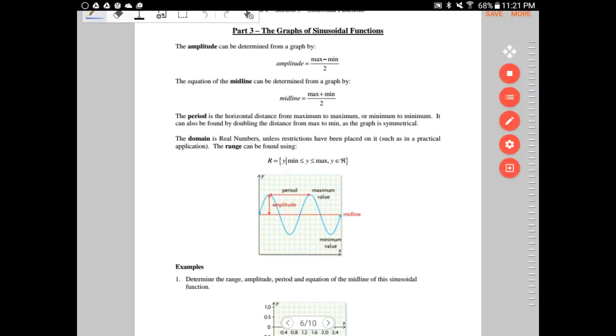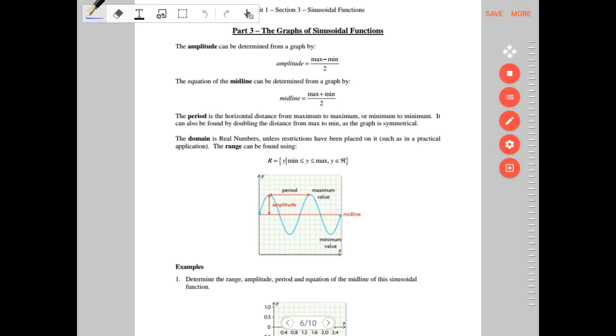This is part 3, the graphs of sinusoidal functions. The amplitude can be determined from a graph by the following formula. Amplitude is equal to max minus min, all divided by 2. The equation for the midline is pretty much the same, but instead of max minus min, we go max plus min divided by 2.